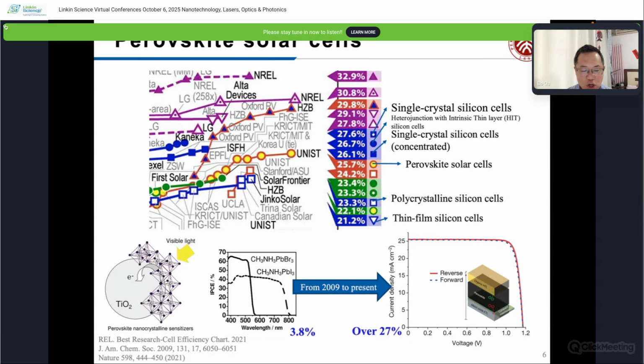This chart shows the progress of different types of solar cells, including conventional silicon-based cells and emerging perovskite cells. From 2009 to the present, the power conversion efficiency of perovskite solar cells has demonstrated a remarkable enhancement from an initial 3.8% to over 27%.